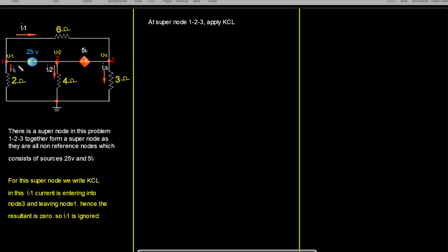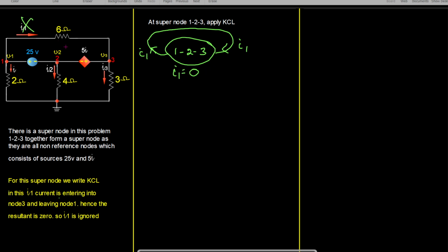And for this super node, we are going to write the KCL. The current I1 is leaving the first node and entering the node 3. That means with 1, 2, 3 together taken as the super node, the current I1 is leaving through the first node and then entering into the third node. So in total, the resultant of I1 is 0, and this I1 can be ignored.